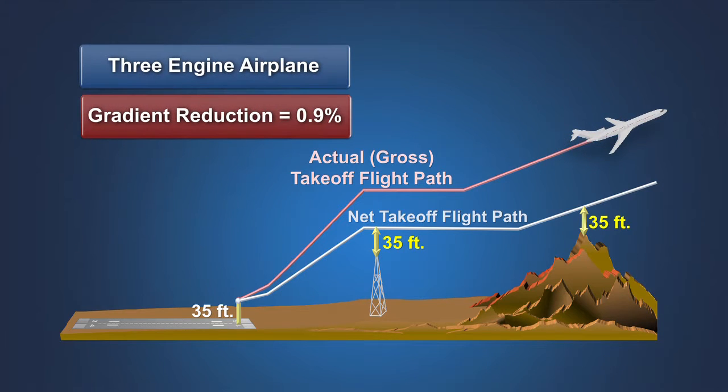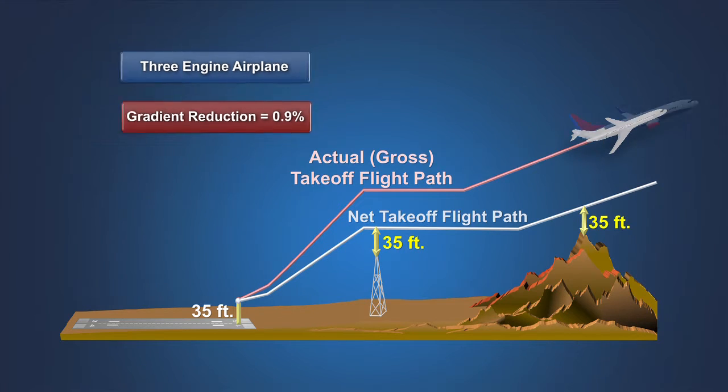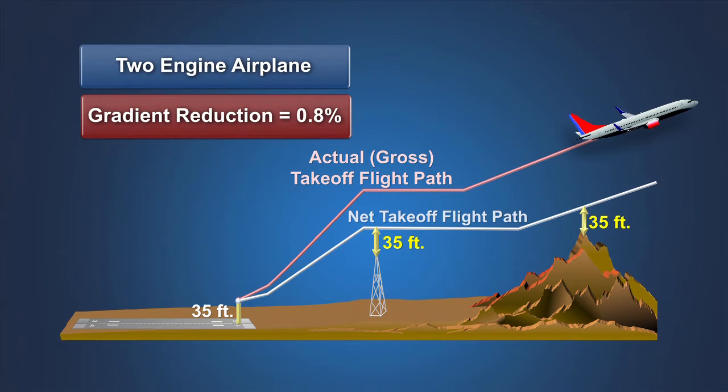For three-engine jet airplanes, the regulatory gradient and acceleration reduction defining the net takeoff flight path is 0.9%. For two-engine jet airplanes, the regulatory gradient and acceleration reduction is 0.8%.